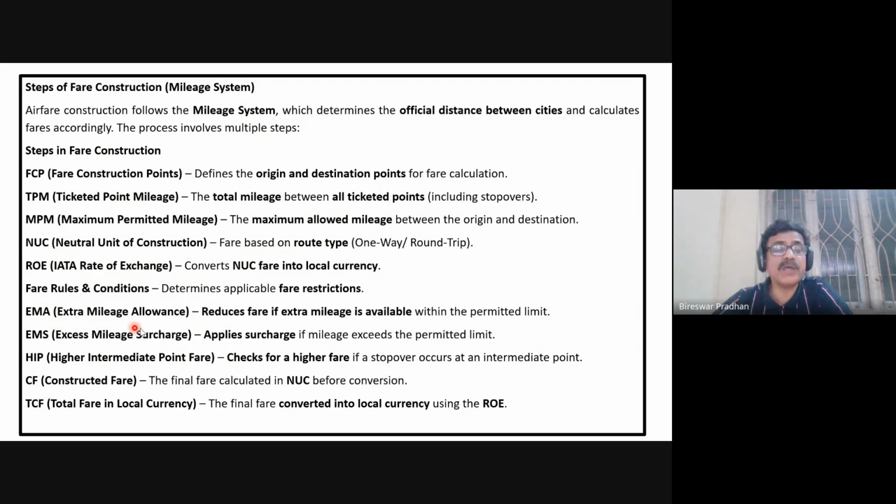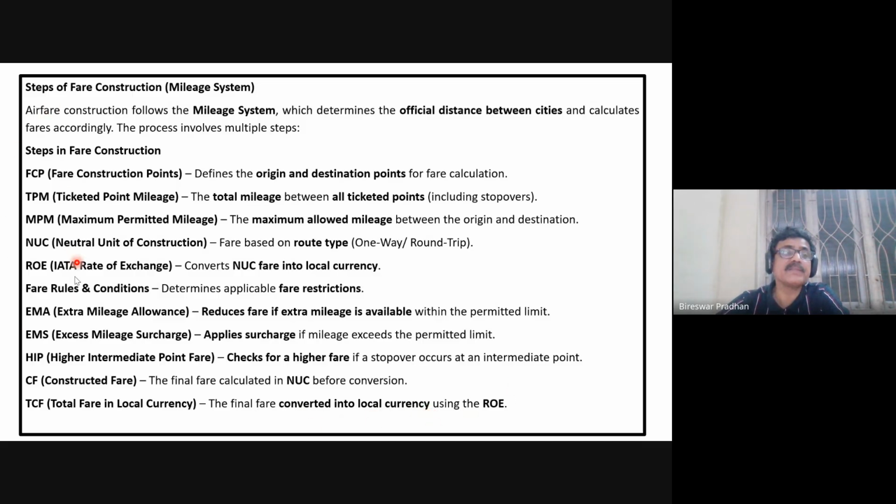If extra mileage is allowed, reduce the fare if extra mileage is available within the permitted limit. And EMC, excess mileage surcharge, apply the surcharge. Check the higher fare if a stopover occurs at an intermediate point. Then the constructed fare, the final fare calculated based on this. TCF, total fare in local currency, the total fare converted into local currency using the ROE.